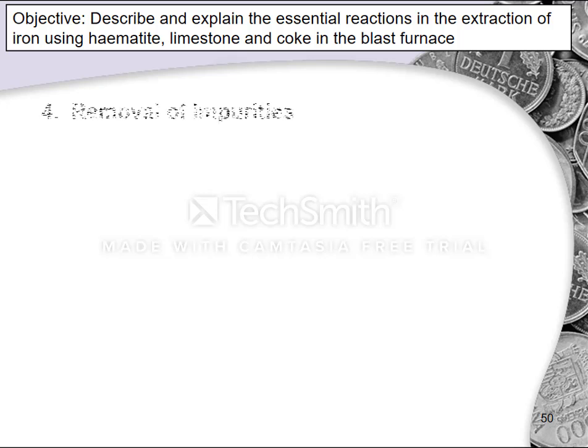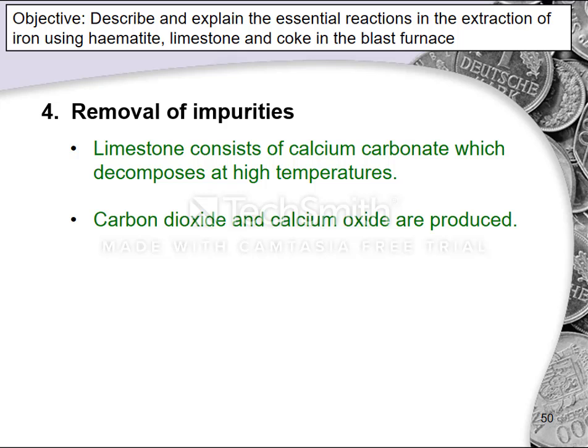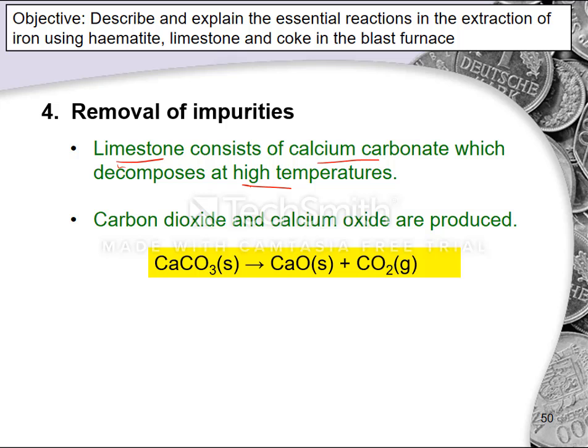Now, removal of impurities. What will be the main impurities inside the blast furnace? Because we obtain iron ore from the ground, naturally there's a lot of sand, which is silicon dioxide itself. So what happens is the limestone, which is calcium carbonate, decomposes at high temperature. Calcium carbonate will break down to form carbon dioxide and calcium oxide according to this equation.